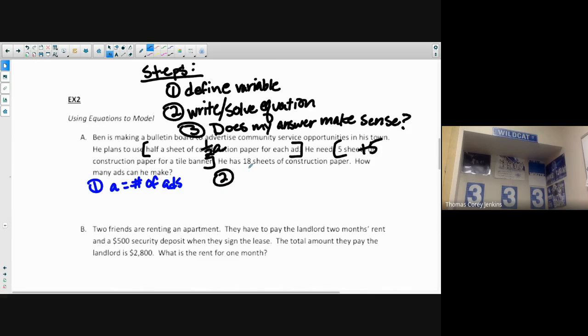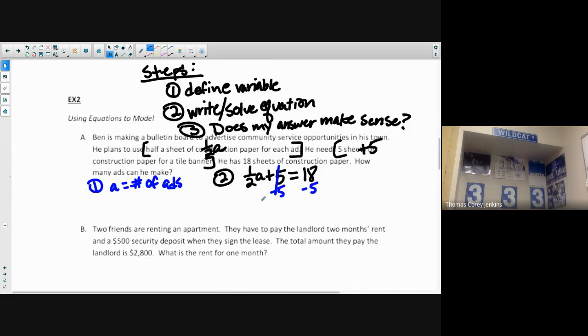So our equation would be half A plus 5 equals 18. All right, which kind of makes sense, right? Half a sheet per ad plus 5 sheets that I've already used equals 18. So when I go to solve this, I want to undo the plus 5 first. So I'm doing minus 5 to both sides.